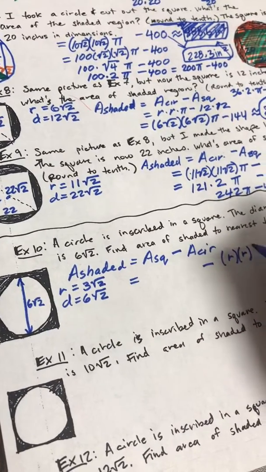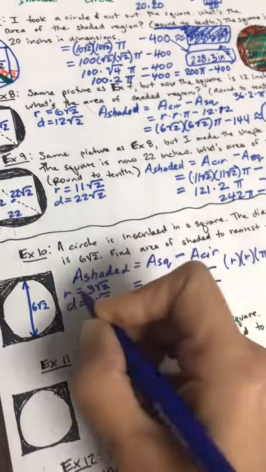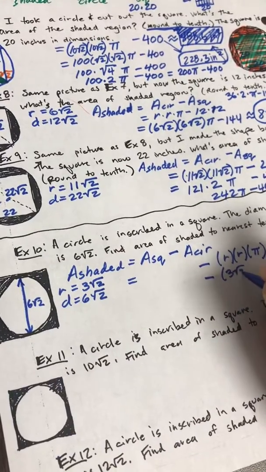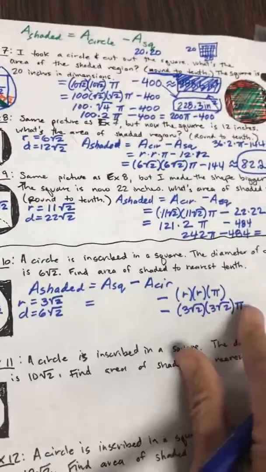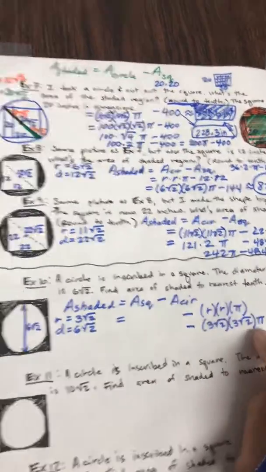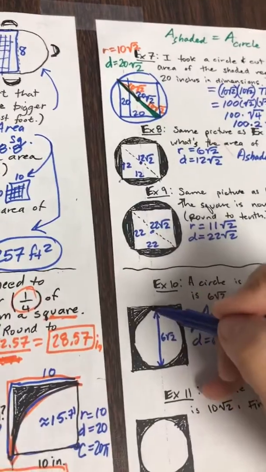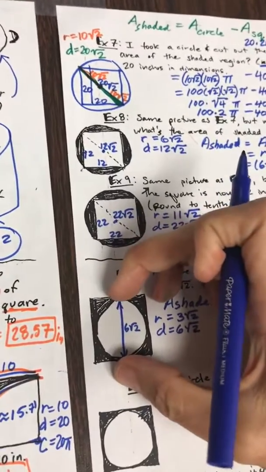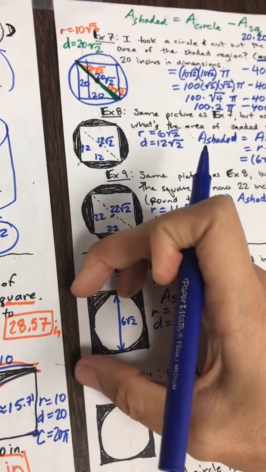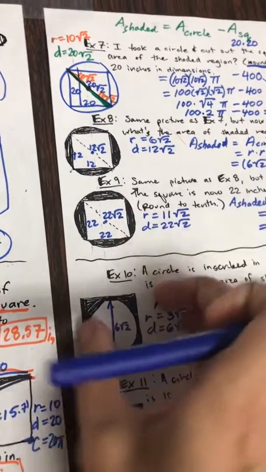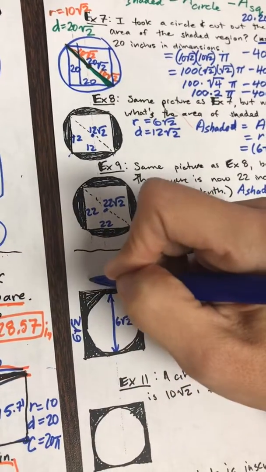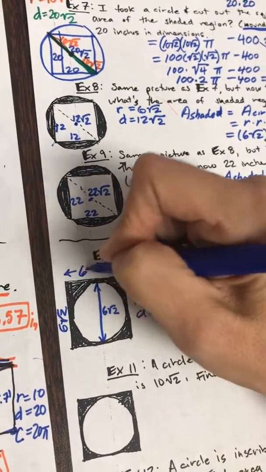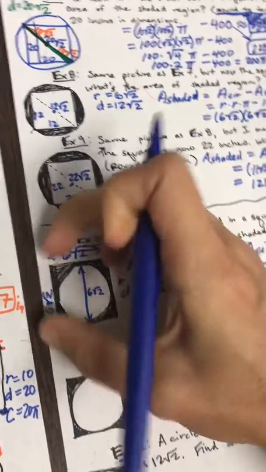Radius times the radius times pi. If my radius is this, right, then I think that makes sense. Now let's think about our square. If this distance is 6 times the square root of 2, what would this distance be? Or this distance be? Or this one? Or this one? Wait a minute. I think that is the length of my square, and that's the width of my square is 6 times the square root of 2, because that makes sense.